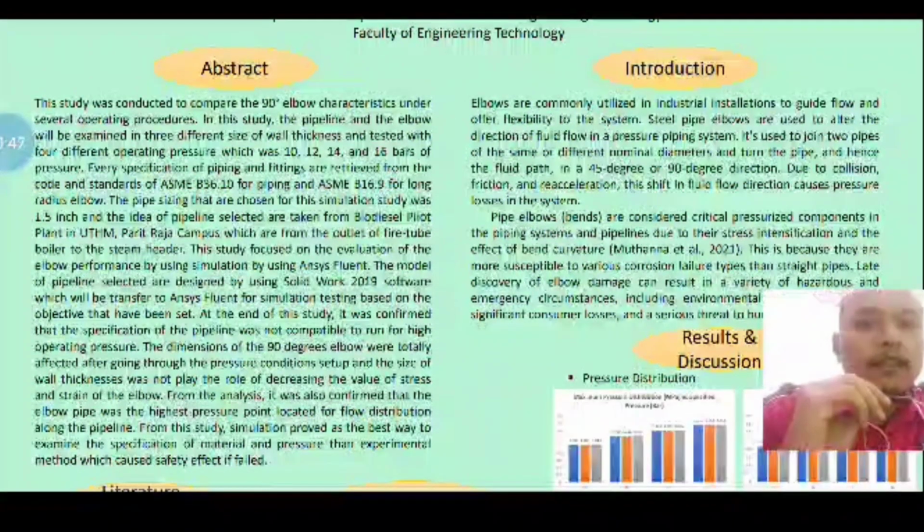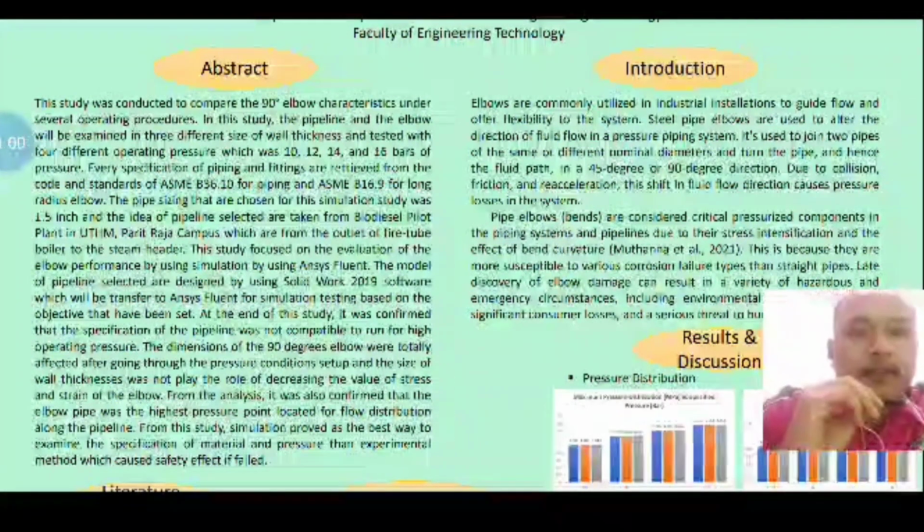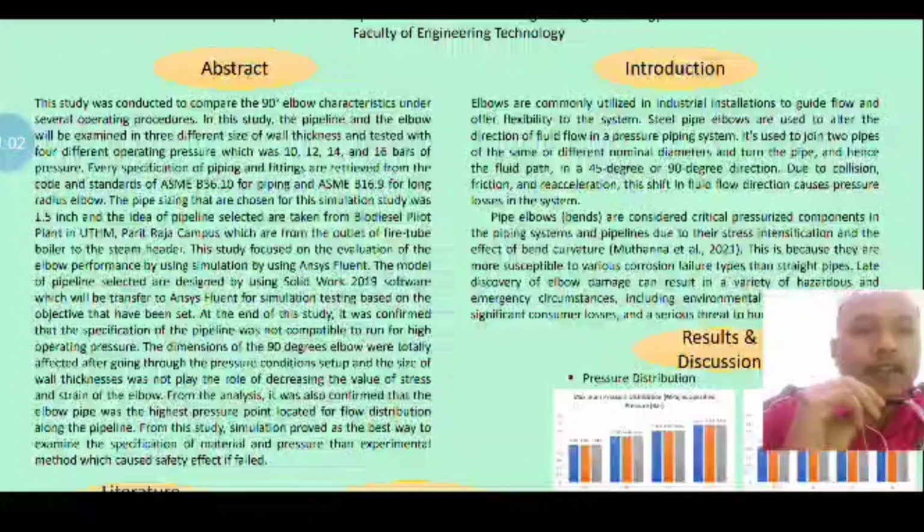90-degree elbow characteristic under several operating procedures, from 10 bar to 16 bar. There are four different operating procedures that will be tested on three different wall thicknesses of piping. The piping system was created in SolidWorks, then transferred to the Ansys software in order to obtain the results of the simulation testing.